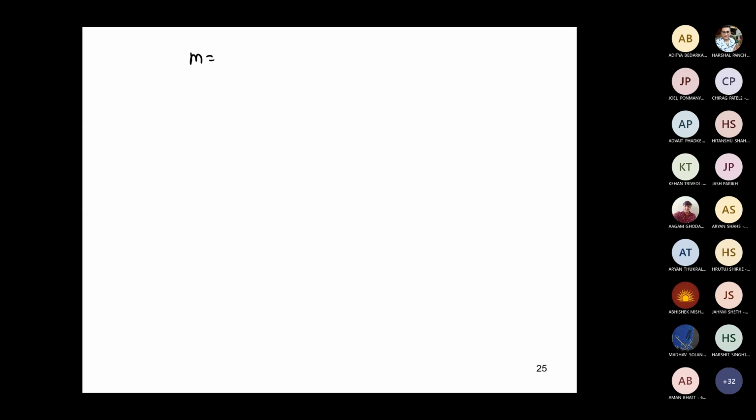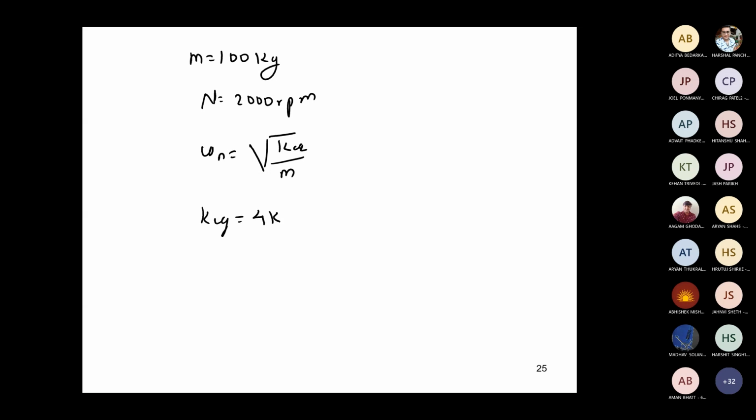So M is equal to 100 kg, N is 200 RPM. Omega N, the natural frequency, is square root of K equivalent by M. K equivalent is 4 times K, which is 4 into 3 into 10 raised to 5, so it is 12 into 10 raised to 5 Newton per meter. Omega N is square root of K by M, so that is equal to 109.54.